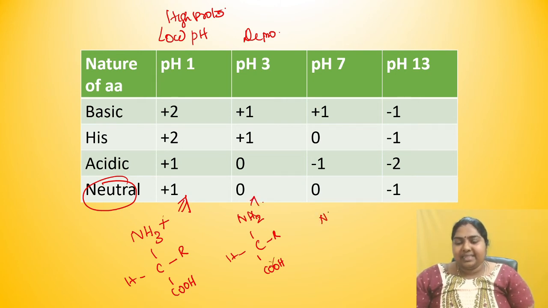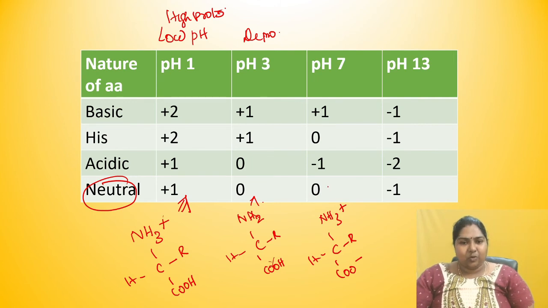Here maybe this is NH3 plus, right? Another form. This is C, R, H. This is becoming COO minus. So this minus and this plus get cancelled. So the net charge becomes 0, right?